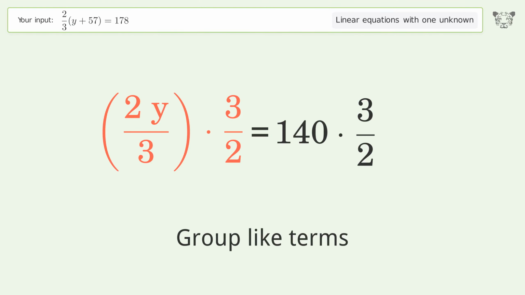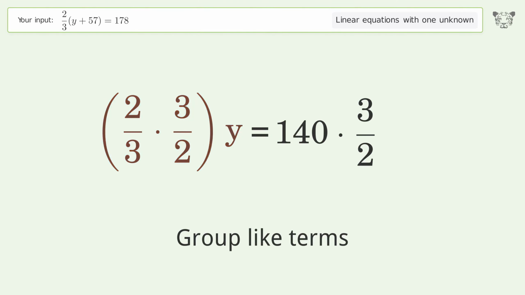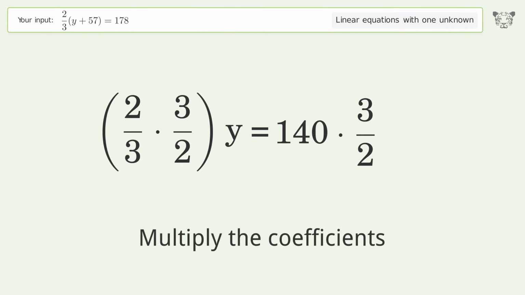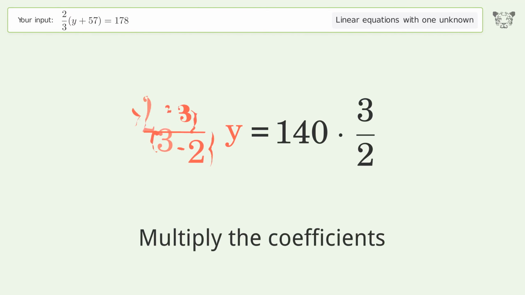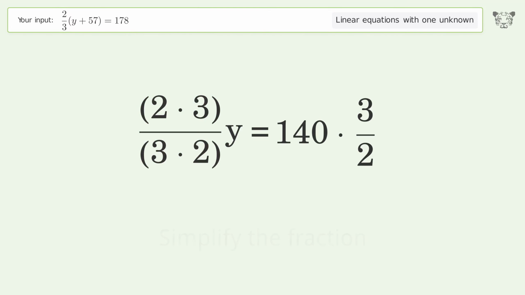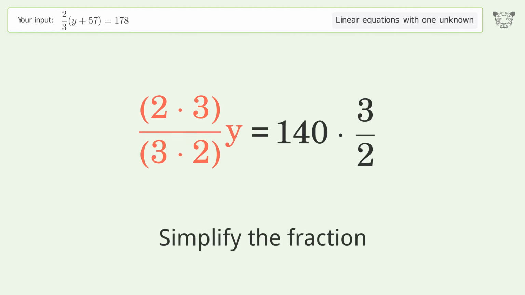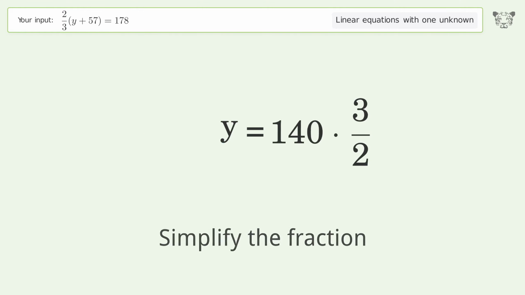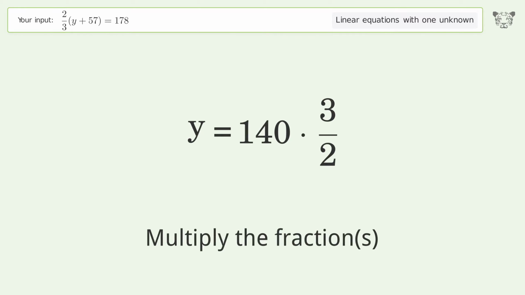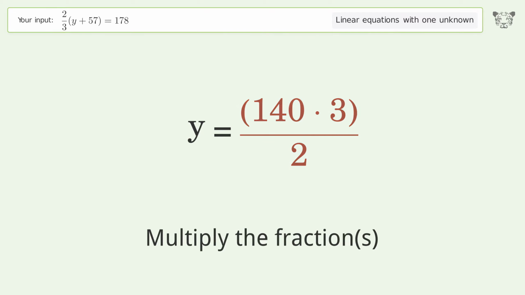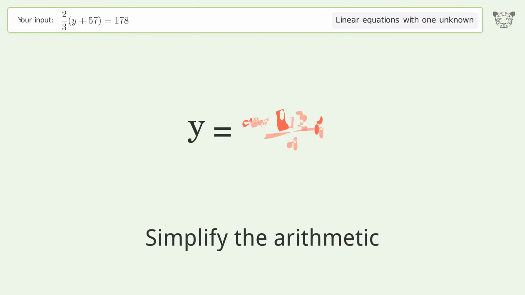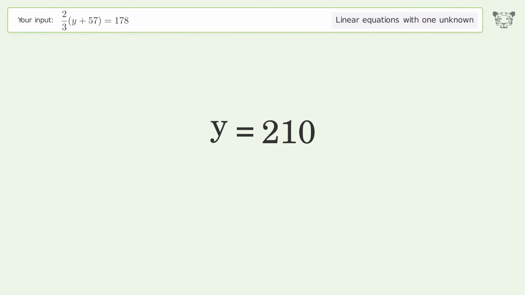Group like terms. Multiply the coefficients. Simplify the fraction. Multiply the fractions. Simplify the arithmetic. And so the final result is y equals 210.